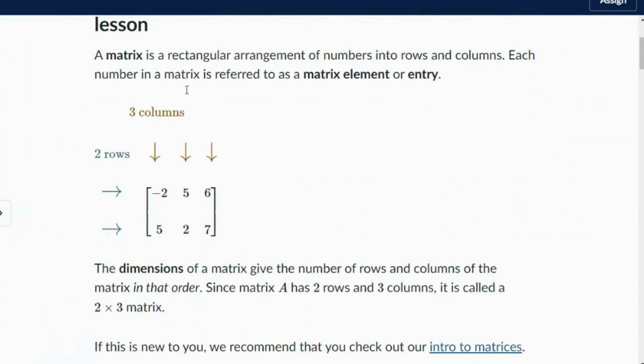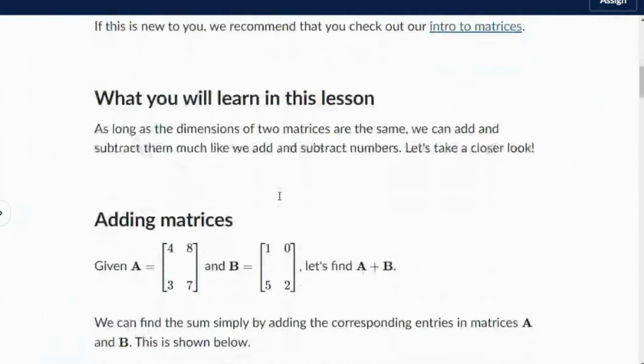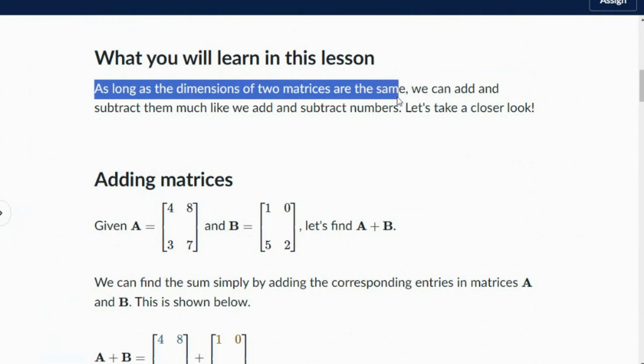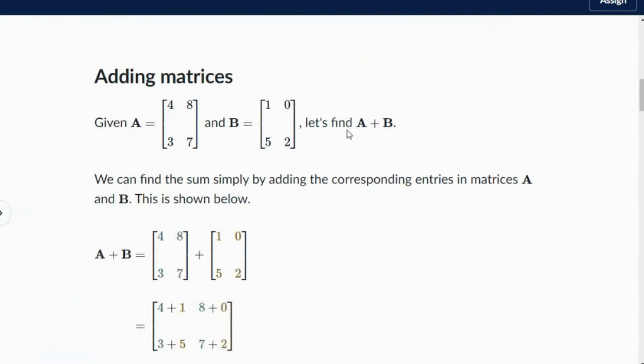A matrix, we already know this is a 2-row by 3-column matrix. So it's 2 by 3, because we learned that a couple weeks ago. So what we'll learn here is as long as the dimensions of the two matrices are the same, we can add and subtract them. So adding matrices, if A is 4, 8, 3, 7, and B is 1, 0, 5, 2, let's add A plus B.